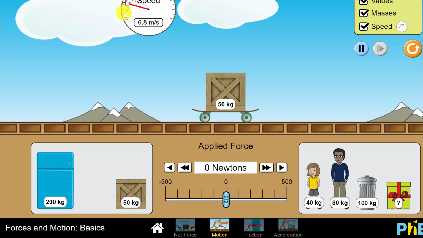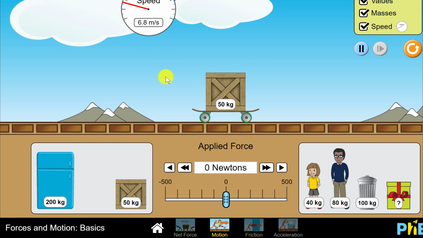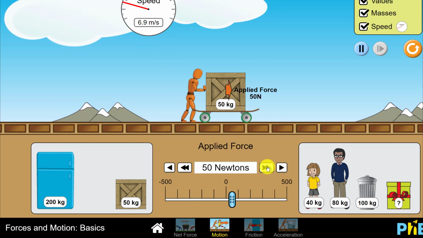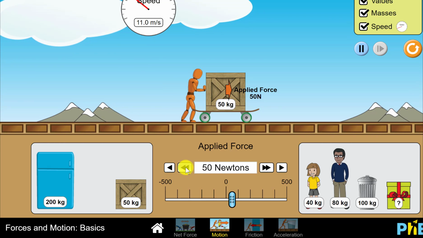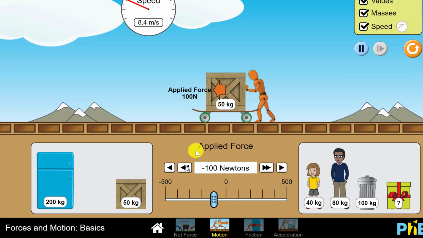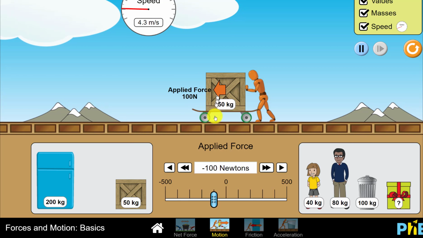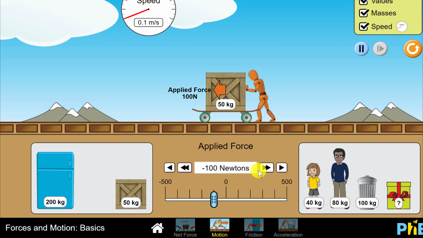If it pushes more, now it's going faster. Or maybe it'll push in the opposite direction. It'll go slower. But once that becomes zero, the object moves at a constant speed.